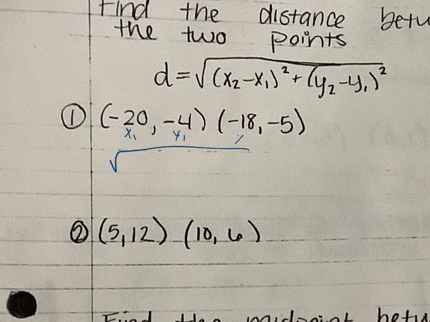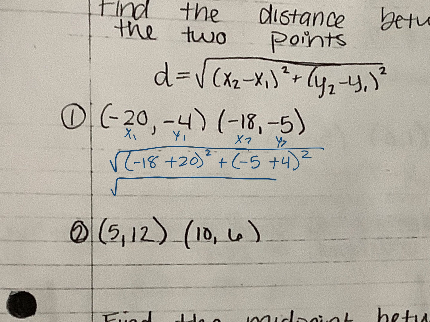x1, y1, x2, y2. So negative 18 minus negative 20. Negative 5 minus negative 4. So then you get negative 2 squared plus negative 1 squared. So you get the square root of 5. Oh, no, square root it. All right, guys, hush. So your final answer is the square root of 5.